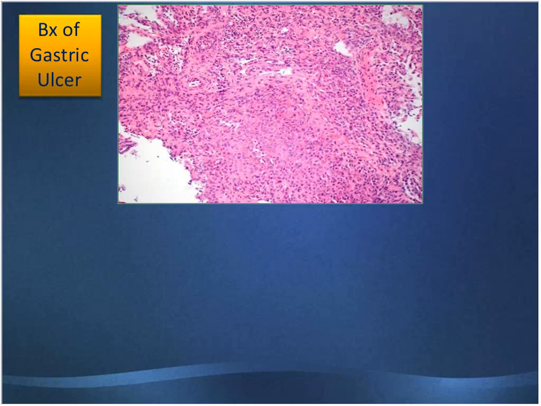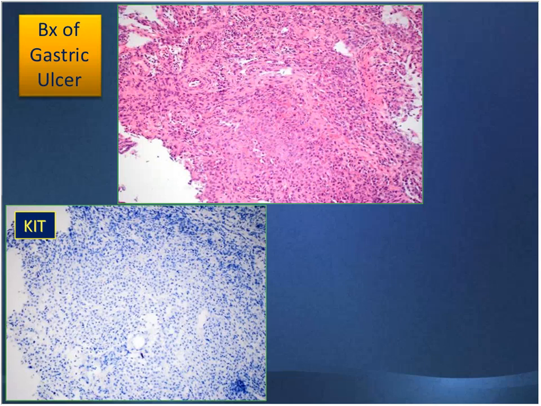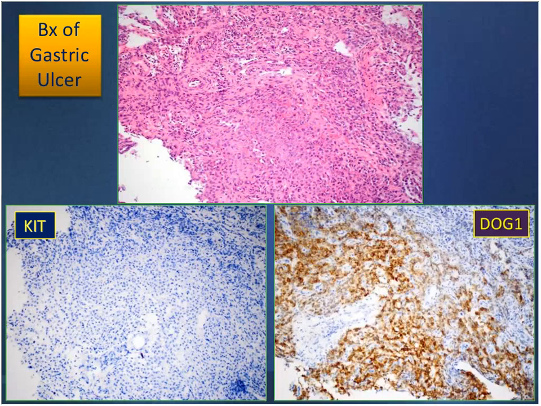And hence, with that clinical differential diagnosis, we performed a KIT or CD117, and that area, as you can see, is clearly negative. And the epithelial nature of that area is much better seen on this KIT staining. However, the staining for DOG1 clearly demonstrates that the tumor is actually an epithelioid gastrointestinal stromal tumor, which proved to be the case on resection of the tumor.